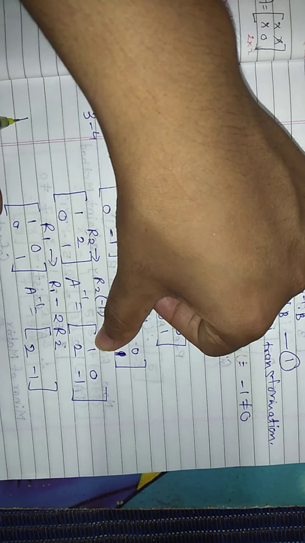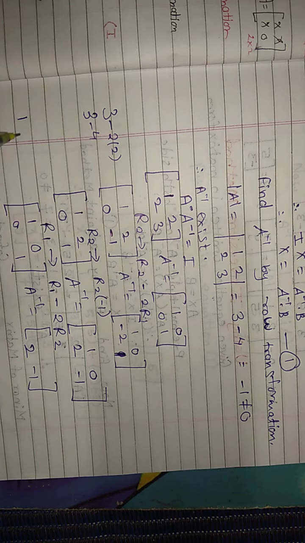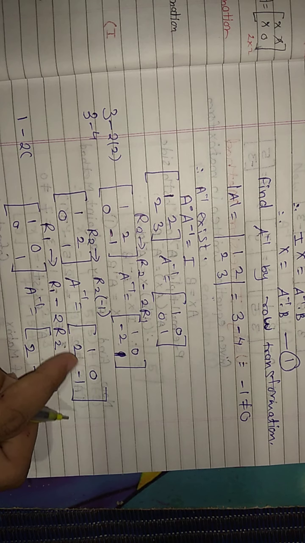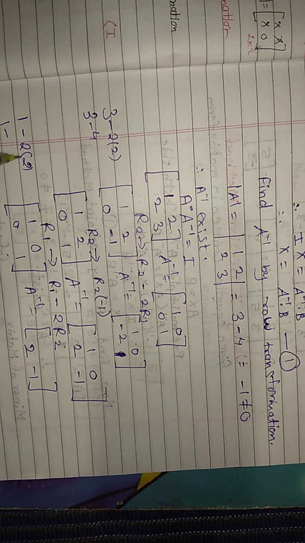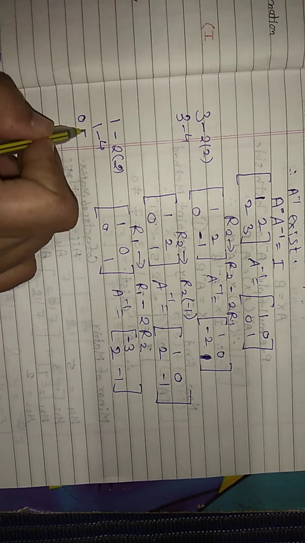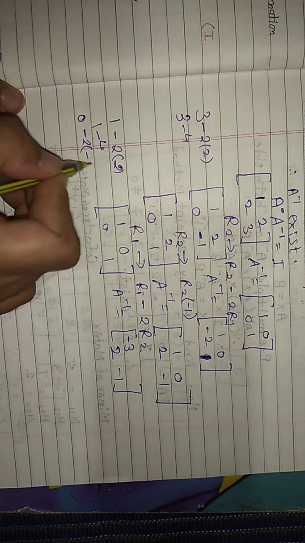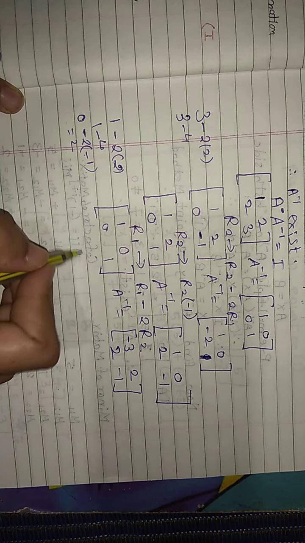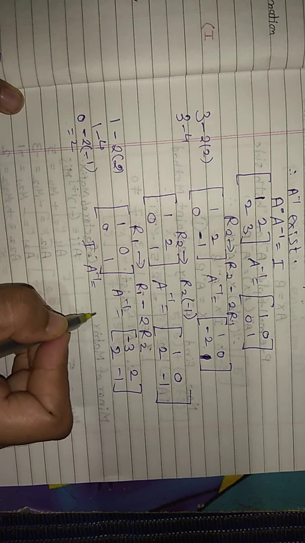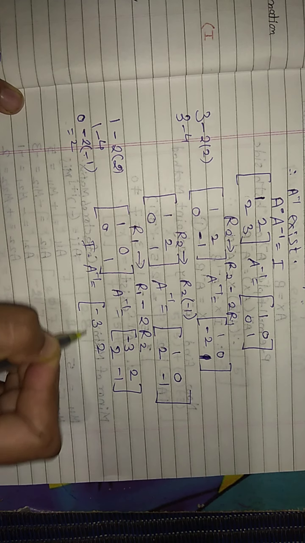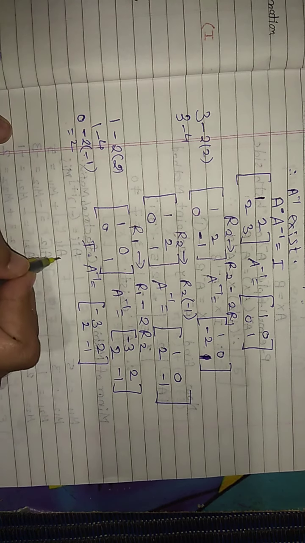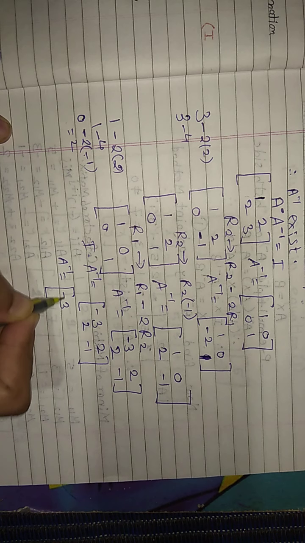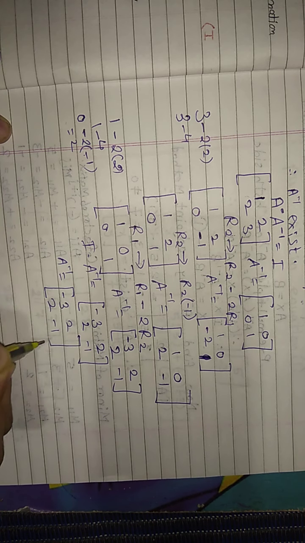Put this value: 1 minus 2 into the value of R2, 2, so 1 minus 4 is minus 3. Again, 0 minus 2 into the R2 value, which is minus 1, so minus minus becomes plus 2. So I into A inverse, we get minus 3, 2, 2, minus 1. So the value of A inverse is equal to minus 3, 2, 2, minus 1.